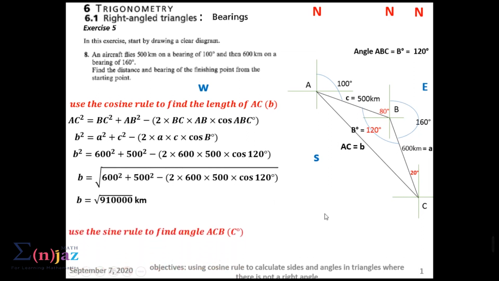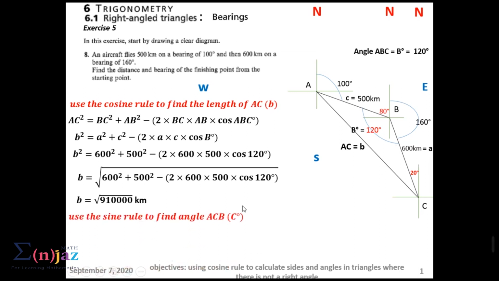Now we're going to use the sine rule to find unknown angle. We're going to find angle BAC, which is capital A. In other words, capital A. And we're going to use the sine rule as following. The side that is opposite to angle A is actually the 600. And the side that is opposite to angle B is the unknown side, which is b small. So let's substitute in this formula.